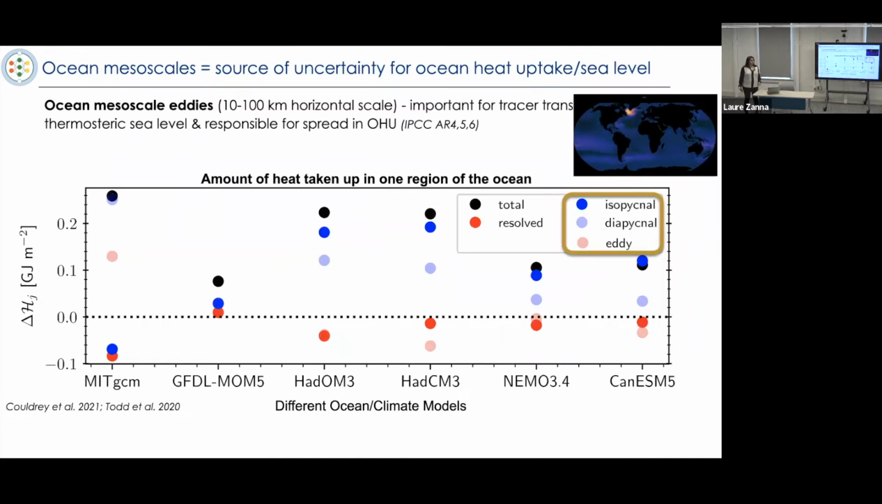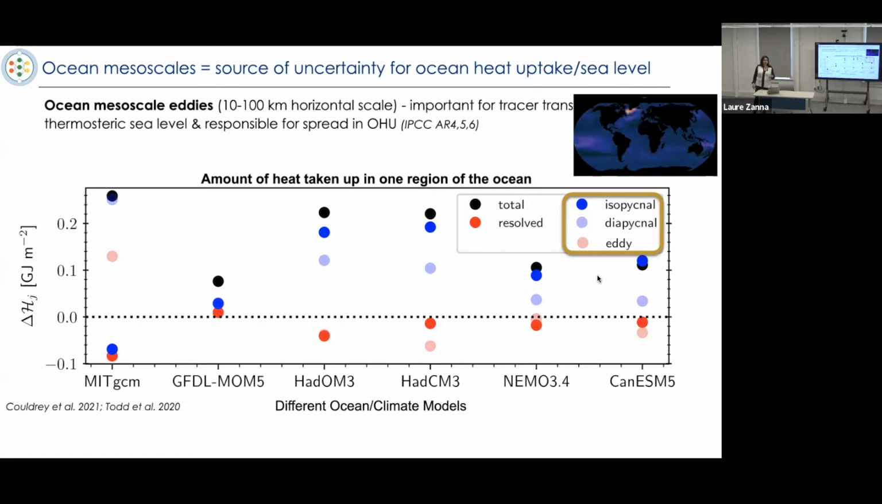So again, just to show you a little bit, this is the spread that comes out of those ocean eddies. This is a very specific quantification of how much heat goes into one part of the Southern Ocean in different climate models. On the x-axis are a bunch of different climate models, and on the y-axis is the amount of heat. The total is the black line. For different models, you can already see that the total heat that goes up is quite different. It can change by a factor of 2 or 3.